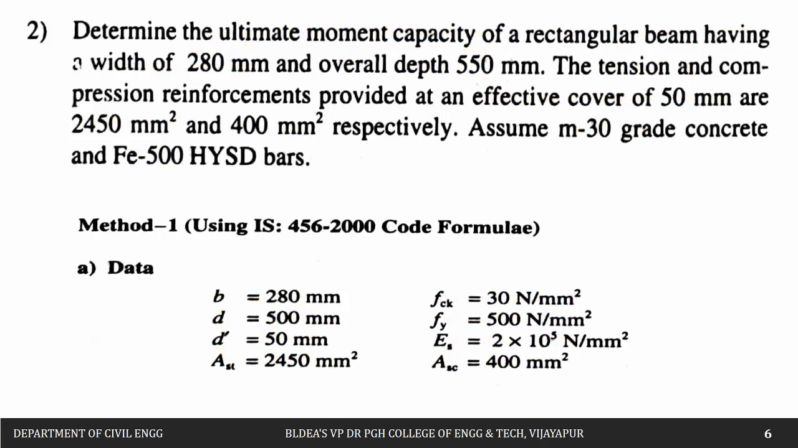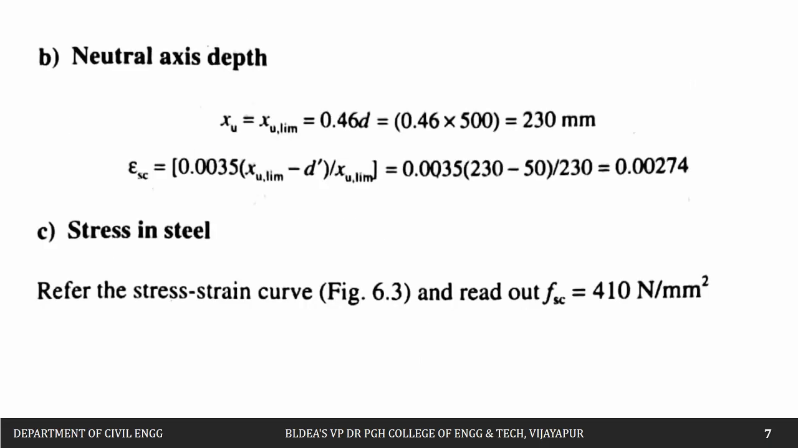Already we know this. Now what they have asked: they have given the section dimensions and the bars also. They have asked us what will be the moment carrying capacity of this rectangular section. So let us calculate now. First we'll calculate the neutral axis depth, that is XU. We'll take XU limiting or XU max.